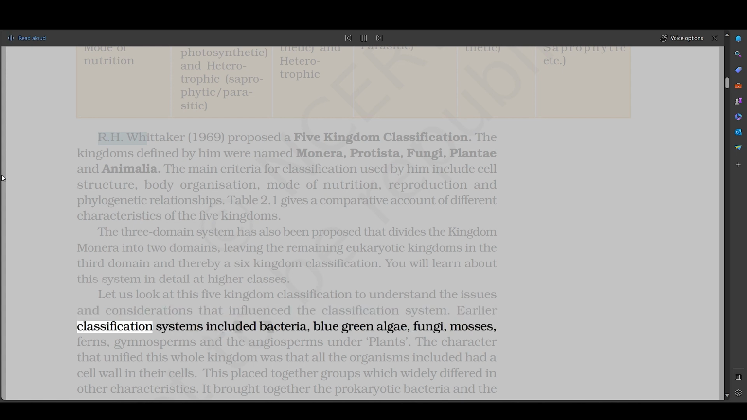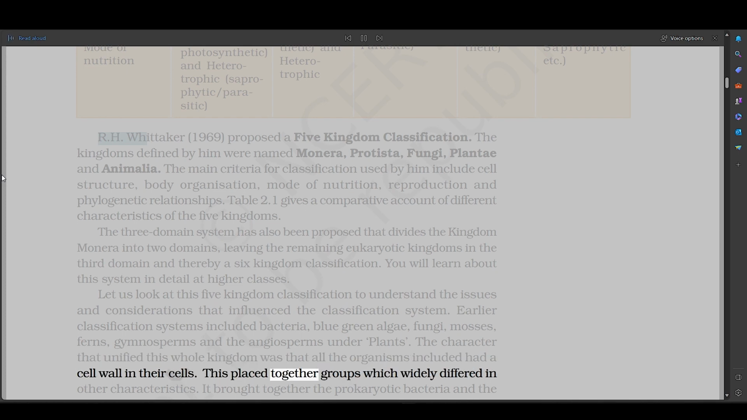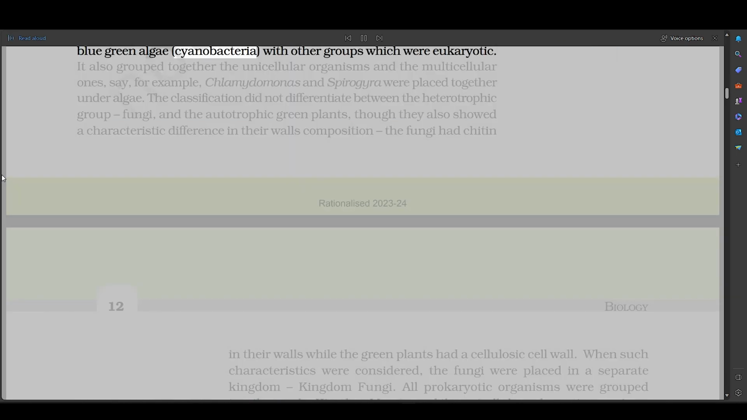Earlier classification systems included bacteria, blue-green algae, fungi, mosses, ferns, gymnosperms, and the angiosperms under plants. The character that unified this whole kingdom was that all the organisms included had a cell wall in their cells. This placed together groups which widely differed in other characteristics. It brought together the prokaryotic bacteria and the blue-green algae, cyanobacteria, with other groups which were eukaryotic.